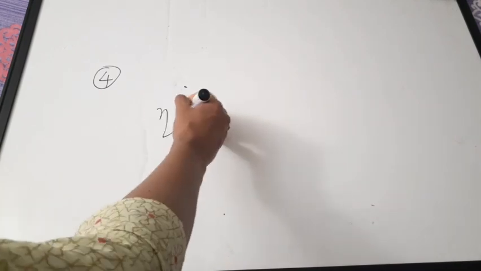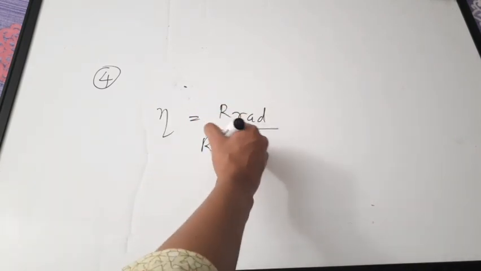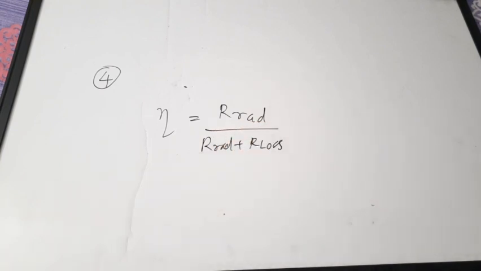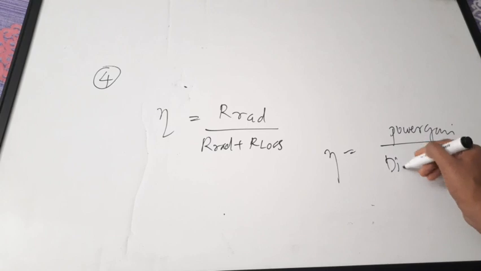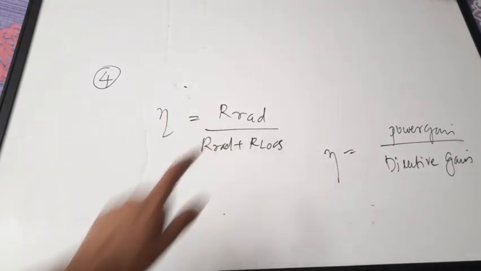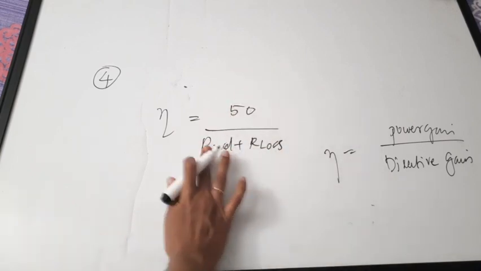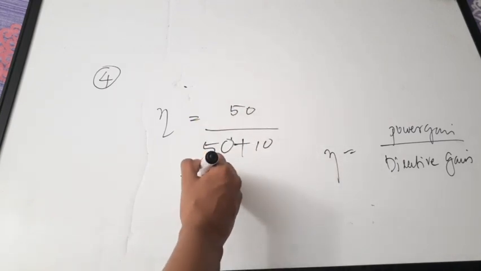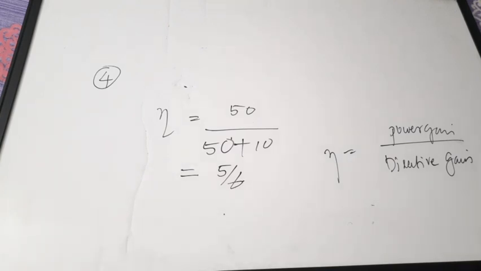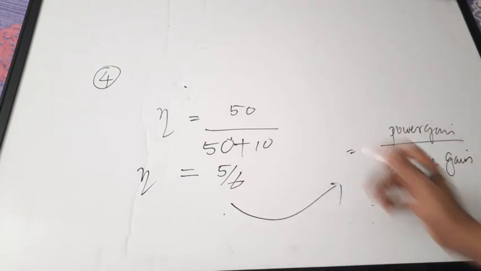In the first question we had to find the power gain. Here we have to find the directive gain, only that is the difference. So eta equal to radiation resistance by radiation resistance plus loss resistance. Also eta equal to power gain by directive gain. You have to link these two equations. The radiation resistance is 50, so 50 by 50 plus the loss resistance, which is 10. 50 by 60 gives 5 by 6 as eta. Substitute this eta here.